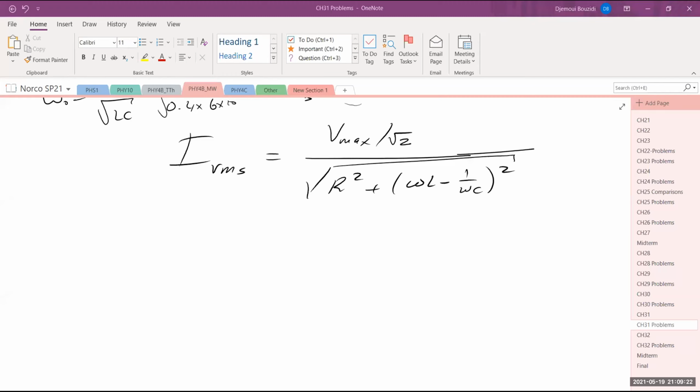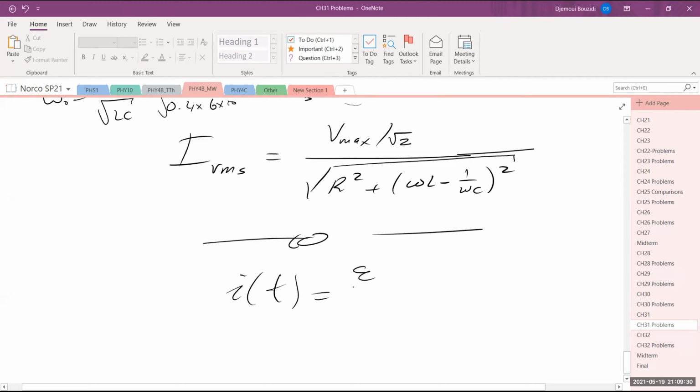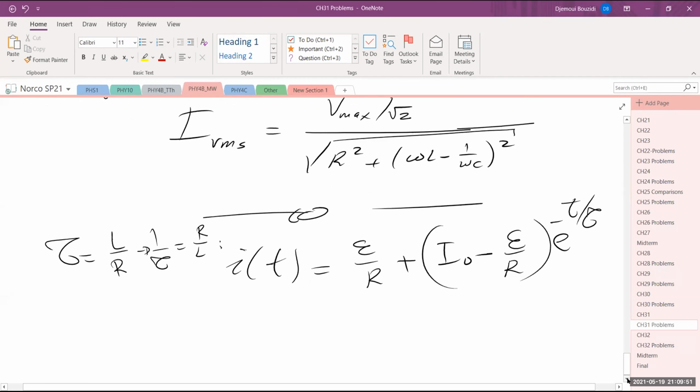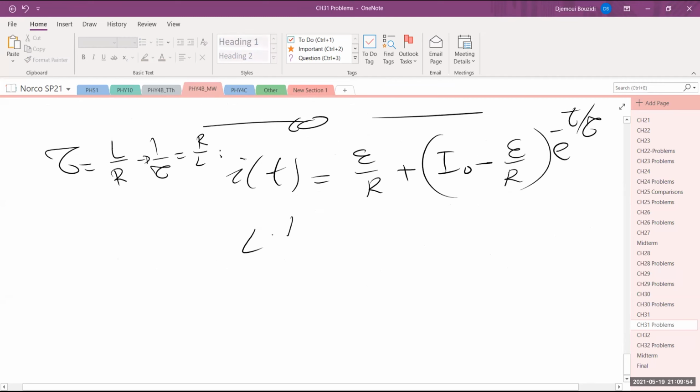Okay, so we want to verify that I sub t, which is given to be epsilon over R plus I naught minus epsilon over R times the exponential of negative t over tau. And remember, tau is given as being L over R. In other words, 1 over tau is R over L. Okay? A solution to the Kirchhoff's equation for the circuit, which is L di over dt plus Ri is equal to the EMF. Okay, so let's take the derivative because we need the derivative in here.